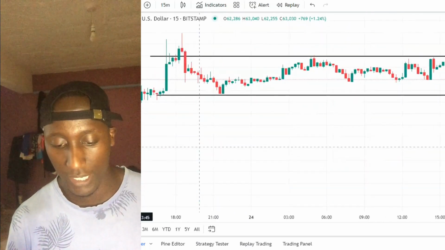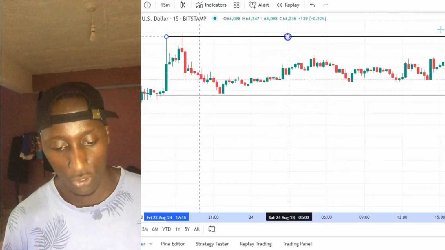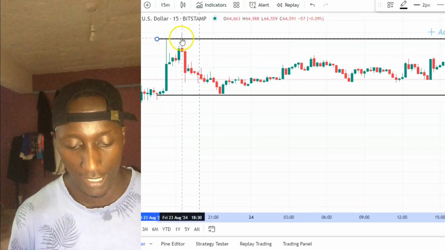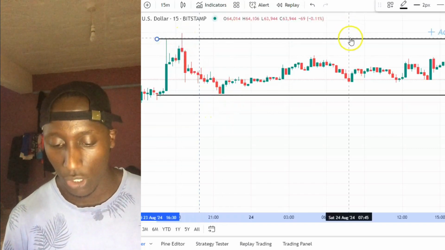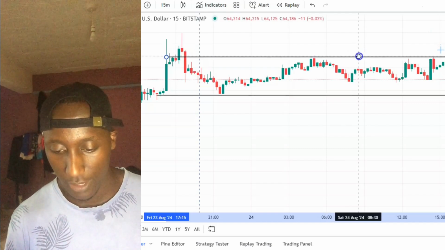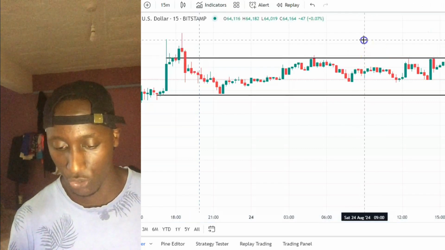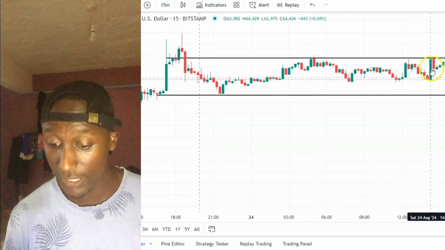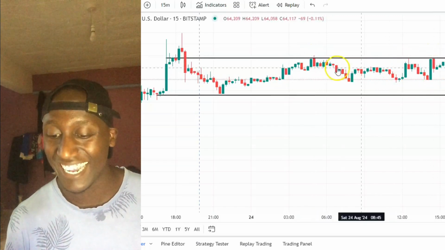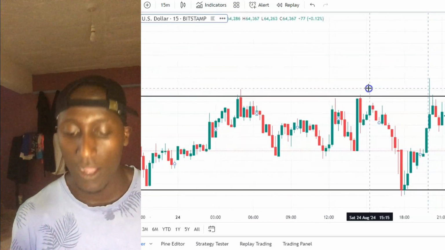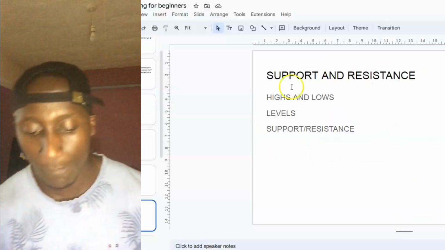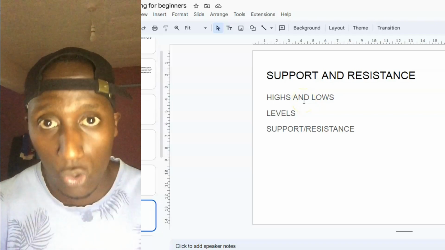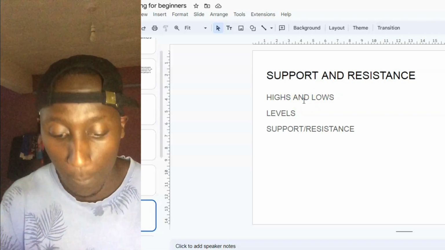And it's the same thing with resistance. So we have this high, price comes back and touches that high again. We also, on this range, this is a resistance because we have this touch, we have this touch, we have this touch. So this is resistance. And if you can understand support and resistance, then you are one step closer to making money.